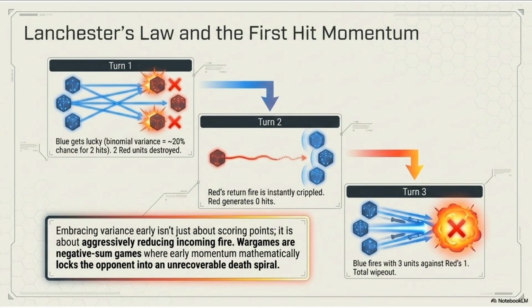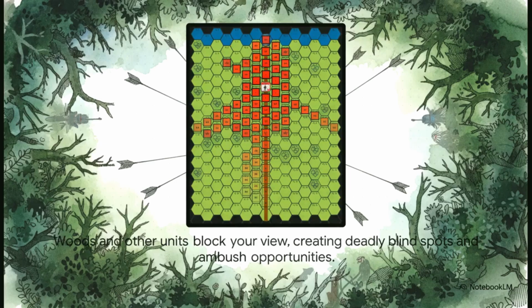Okay, so that's the lab experiment. 3-on-3 in an empty white room. But take that bridge. It isn't played in a vacuum. It has a map. It has objectives. How does this math survive contact with reality?